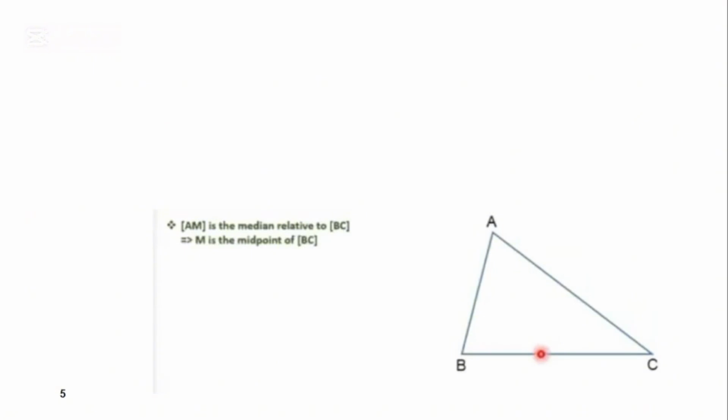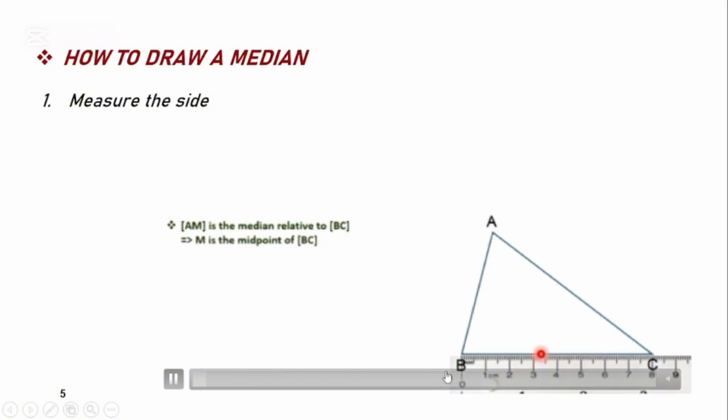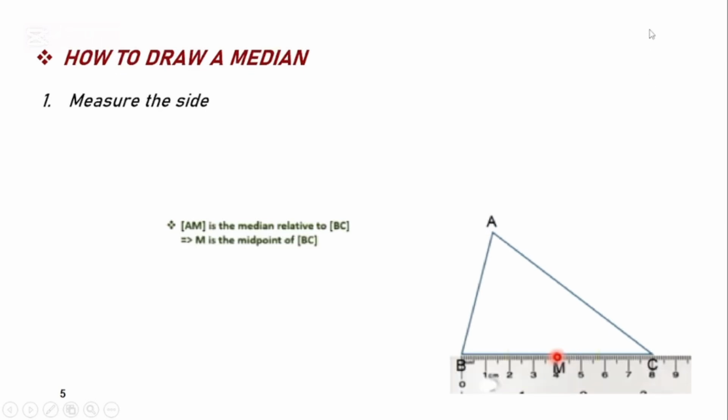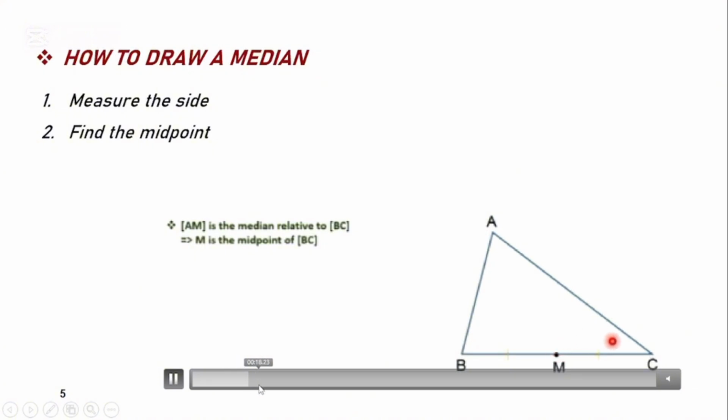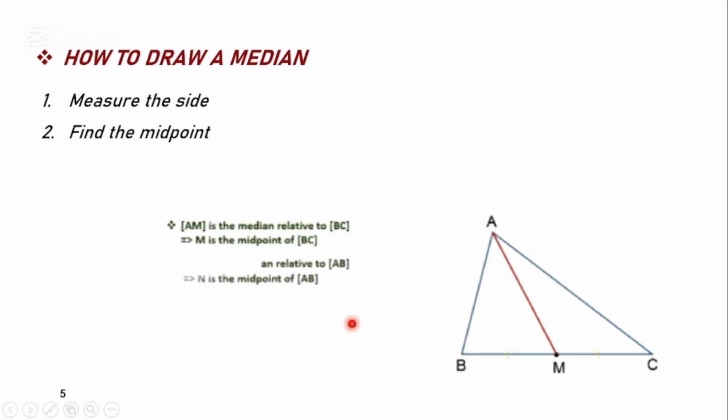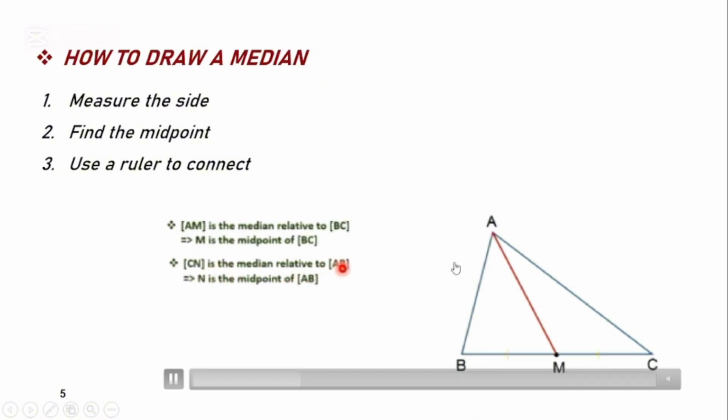So, Haneen, what do we do first? Measure or connect? Exactly, Haneen. First, we must measure the opposite side using a ruler. We mark the midpoint. And then we connect A with M. This is the first median, AM. In each triangle, we can draw 3 medians. From each vertex, we can draw a median.